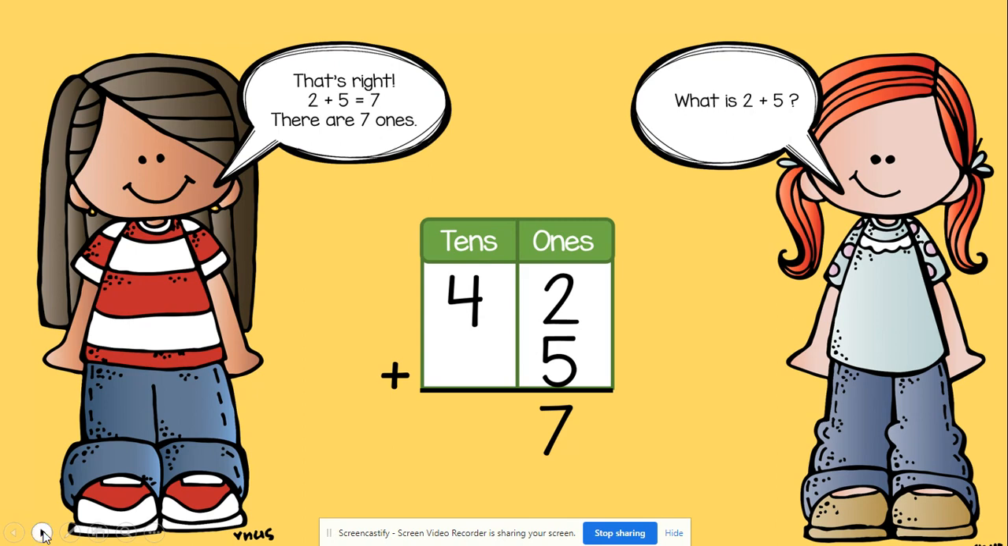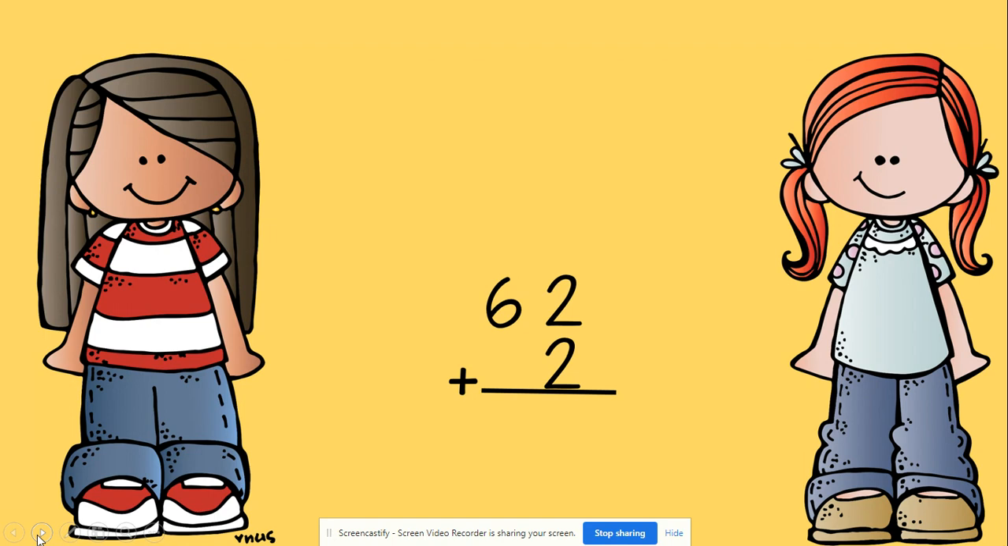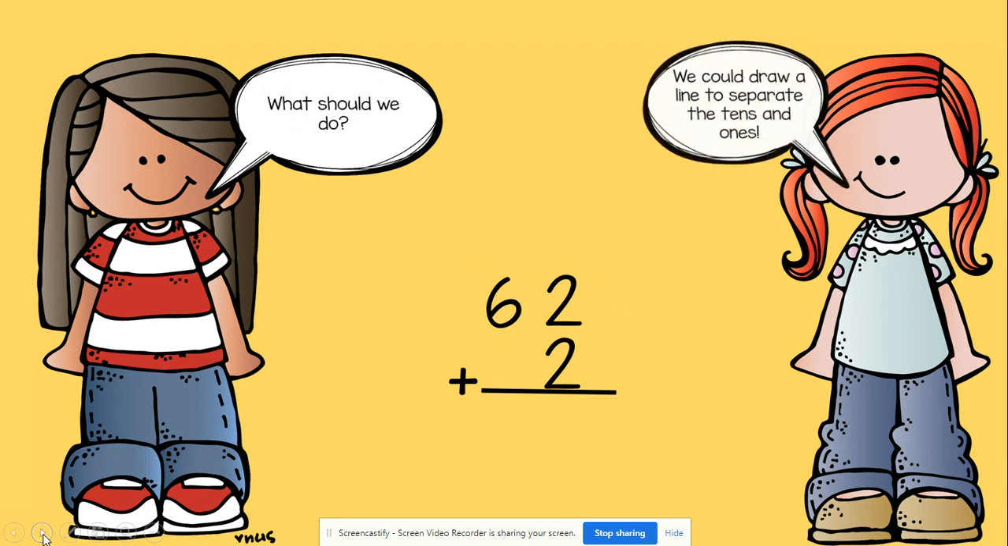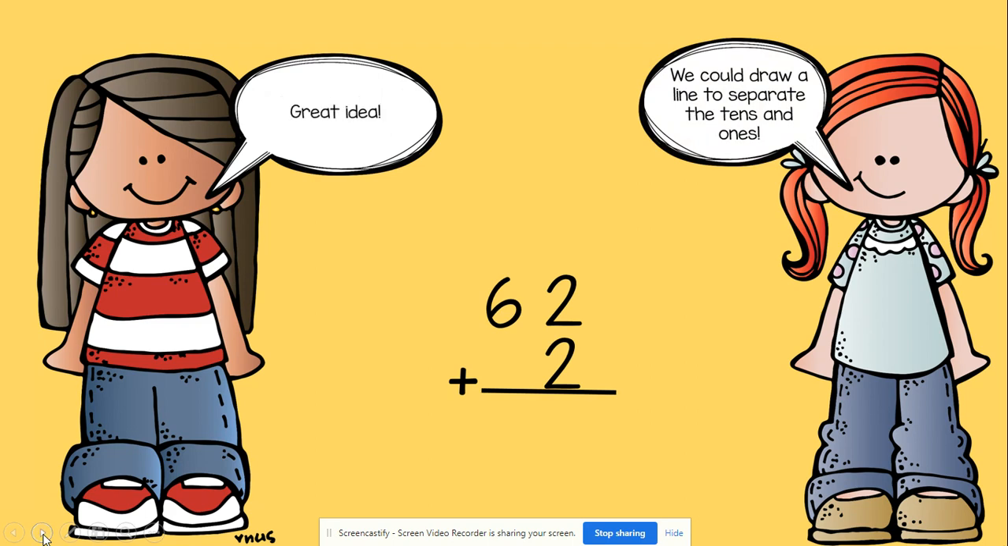There are 7 ones. Next, let's count the tens. How many tens are there? 4, yes, so 4 plus 0 is 4. Fantastic. Okay, now we're going to do one. What happens if we don't have the place value box in here? What should we do? We could draw a line to separate the tens and the ones. Great idea. So this is what I want yours to look like.